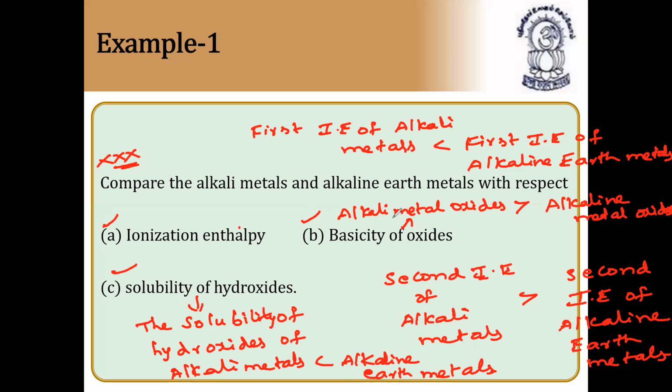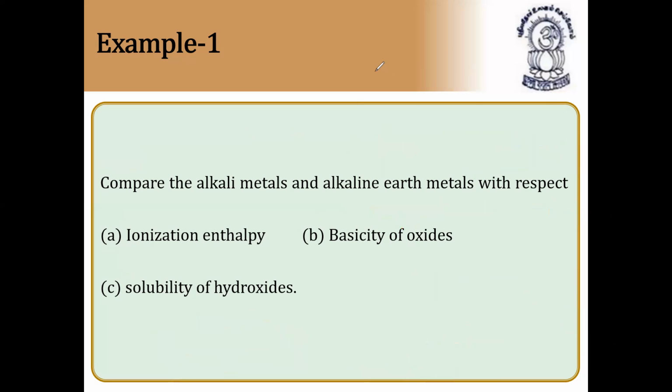So, ionization enthalpy: the first ionization enthalpy of alkali metals is less than the first ionization enthalpy of alkaline earth metals, whereas the second ionization enthalpy of alkali metals is greater than that of alkaline earth metals, because alkali metals have ns1 configuration and alkaline earth metals have ns2. After removing the first electron, alkali metals immediately form a noble gas configuration. That's why their second ionization enthalpy is greater. Please make the following difference. Next, continuation.